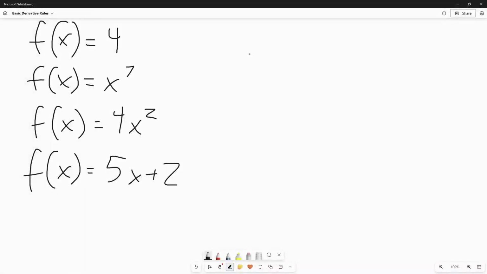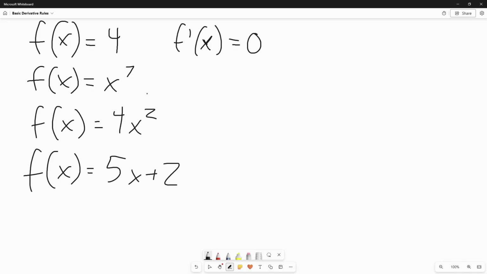Now, let's do some examples. So this first one says f of x is equal to 4. And we know that if f of x is a constant, then the derivative of that will just be 0. And here it is a constant because 4 is a constant. So f prime of x is equal to 0.